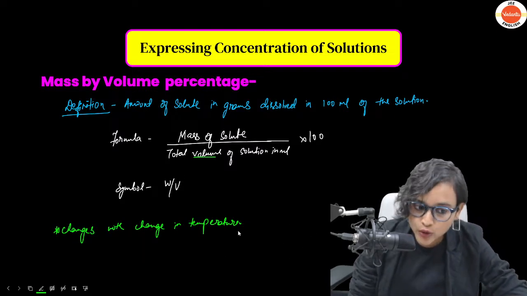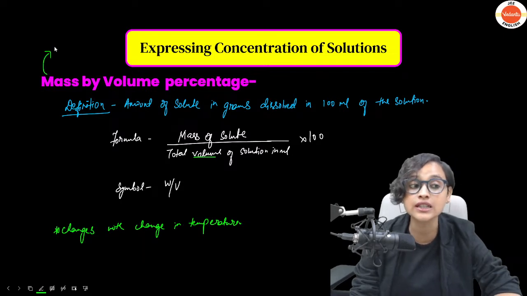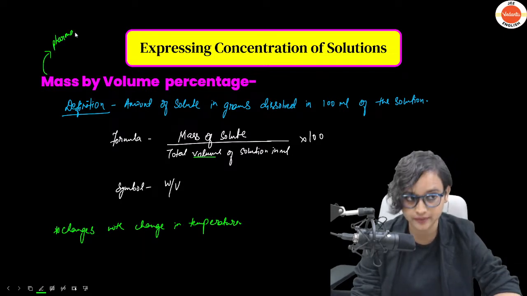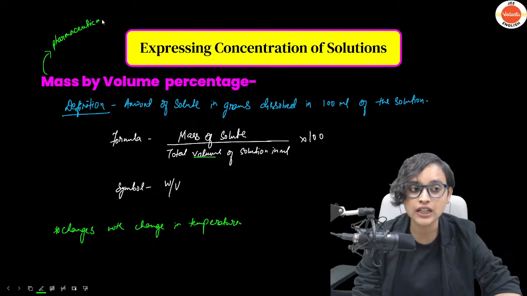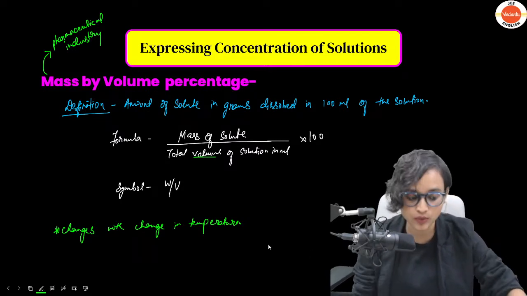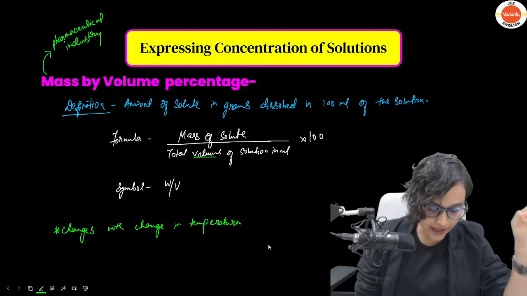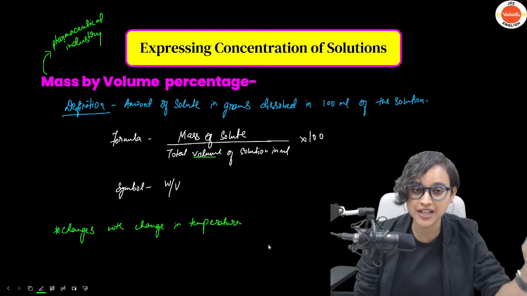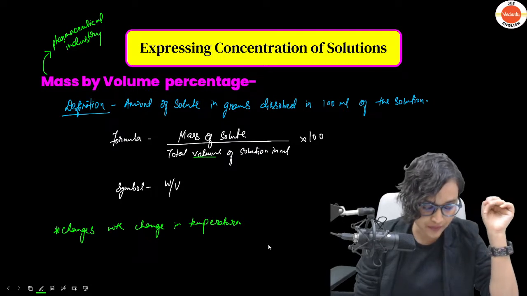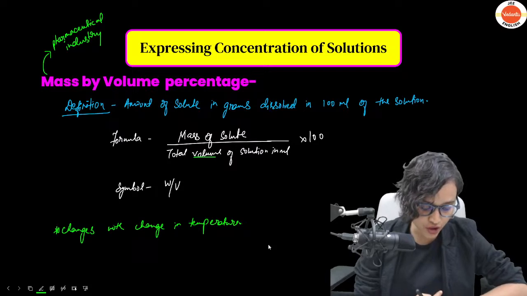And do you know that this W by V, or mass by volume percentage, is used a lot in the pharmaceutical industry? Most of the time you will find that this is being used. All right, everybody, makes sense? Are we clear with mass by volume percentage now?